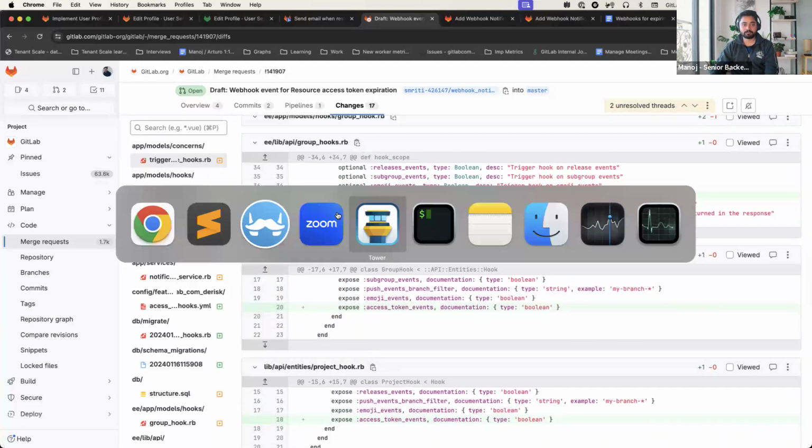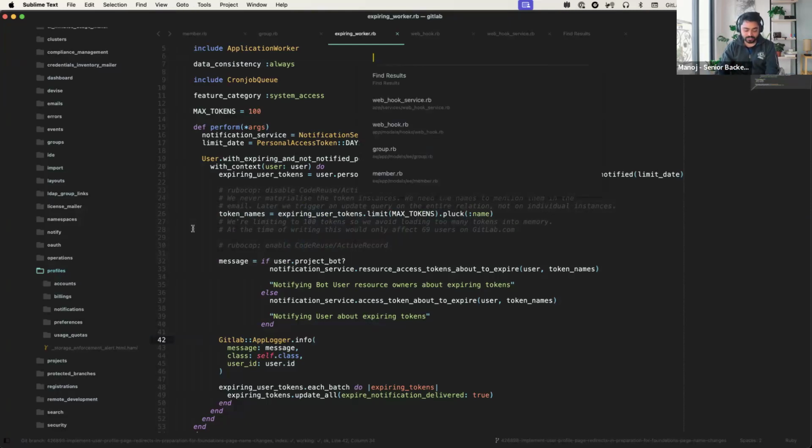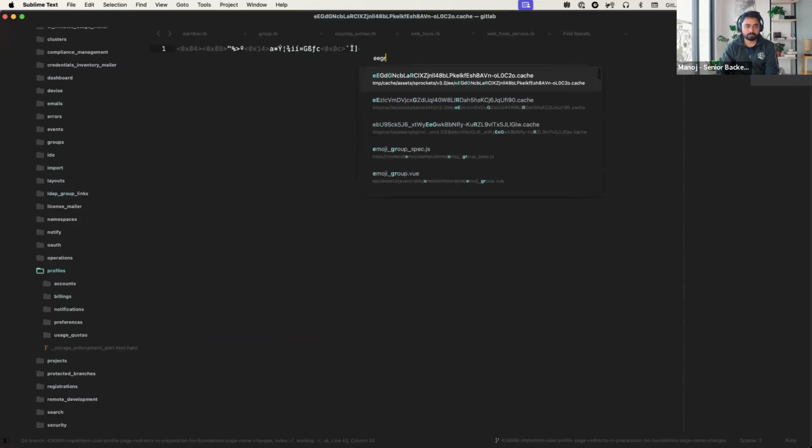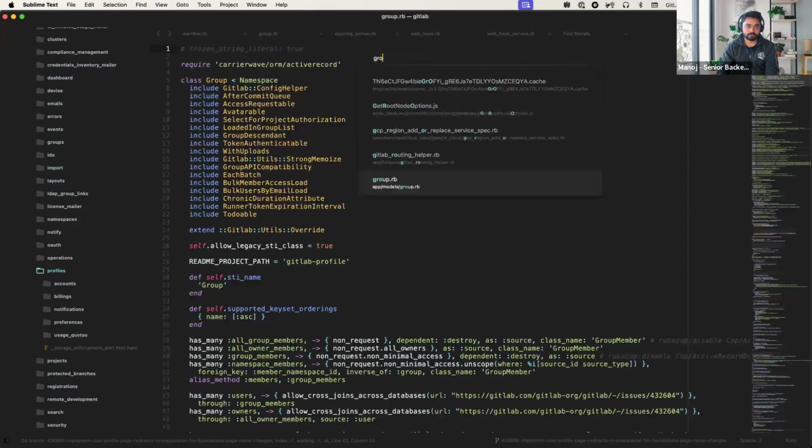So when you build it, you pass in an action explicitly, and then it should be part of the data. One example I can show is the group member builder.